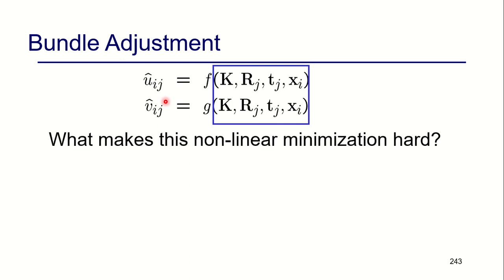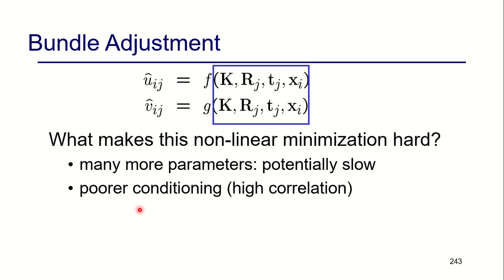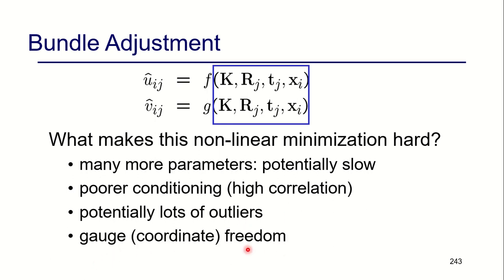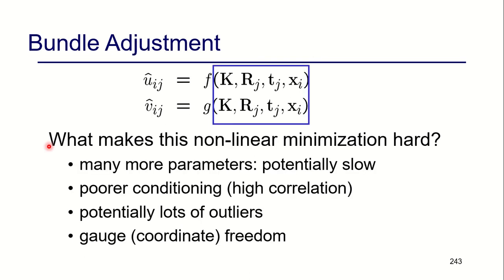These are the u cap and v cap equations for i, j, and this makes non-linear minimization very hard. Many more parameters are included, which makes it potentially slow. There are also poorer conditions since we have high correlation among them, potentially lots of outliers, and gauge freedom, meaning coordinate freedom will not be there. All these are the drawbacks of bundle adjustment.